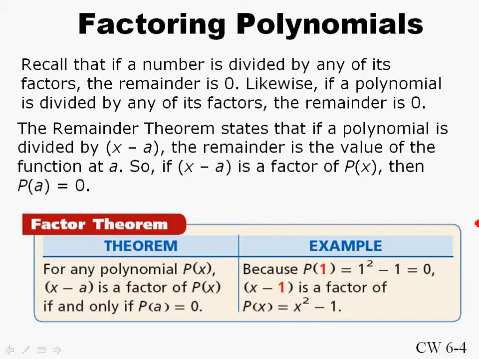This is the factor theorem. For any polynomial, p of x, x minus a is a factor of p of x if and only if p of a equals 0. For example, because p of 1 equals 1 squared minus 1, which is 0, x minus 1 is a factor of p of x equals x squared minus 1.